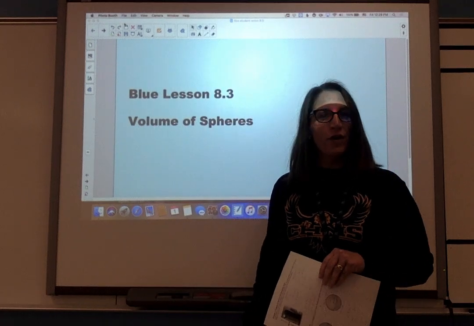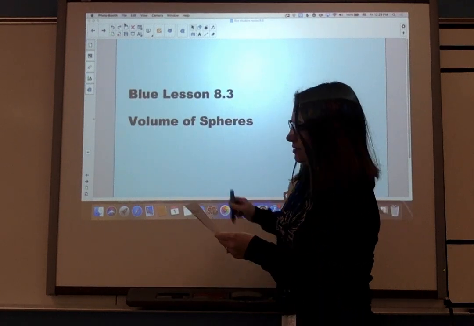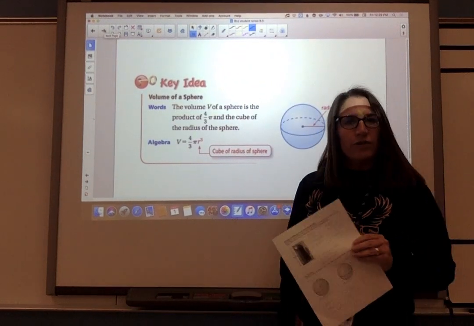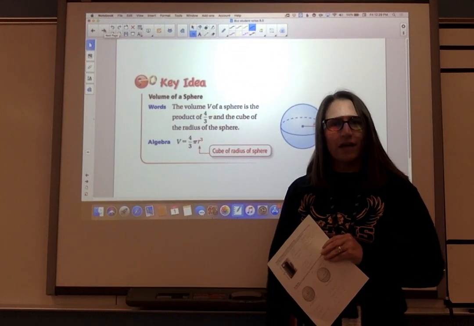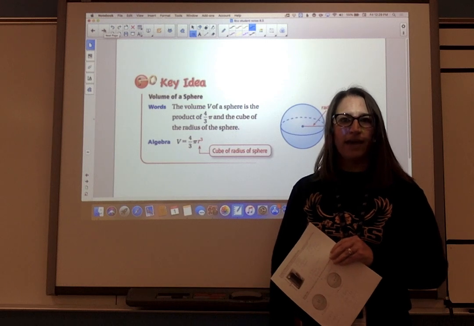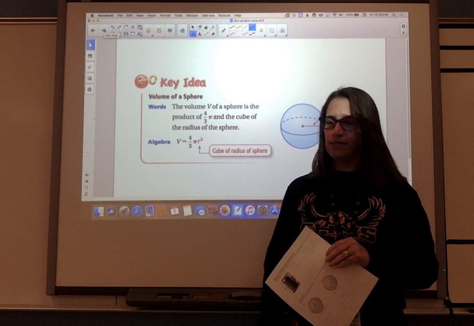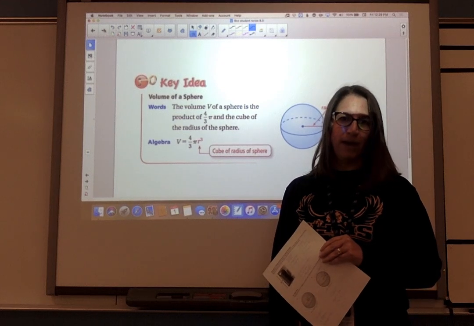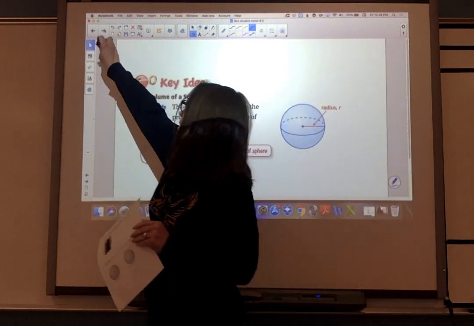Today's lesson is on volume of spheres. So let's start with a key idea, and that is that the volume of a sphere is the product of 4/3 pi and the cube of the radius. So here's our formula: volume equals 4/3 pi r cubed.